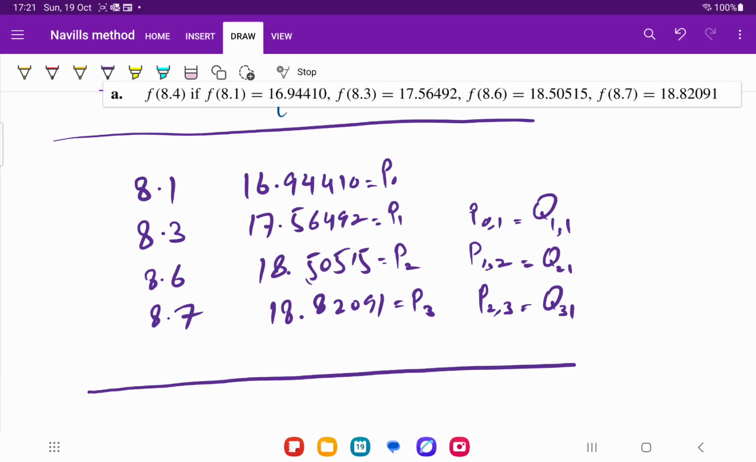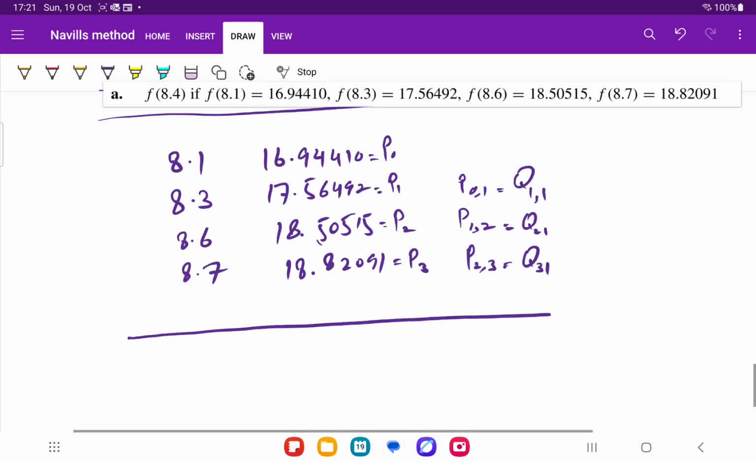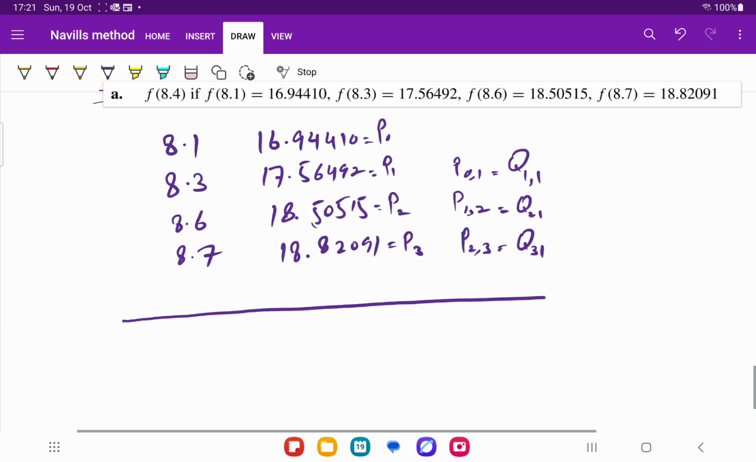So you could see that first of all we have written the first column from the given question, the second column from the given question, and our objective is to generate the third column, that is Q11, Q21, Q31, and later on we'll generate the other two columns as well. So first of all we will find Q11, or P01, it is up to you, whatever way you write.